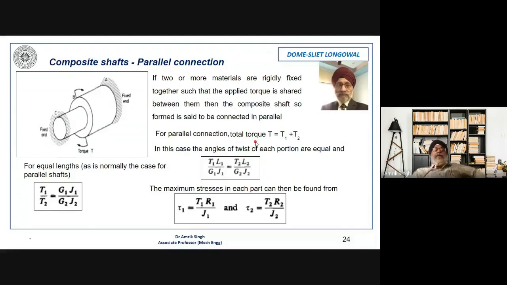And for a parallel combination, the total torque will be equal to the sum of the torque shared by each shaft. So it is T1 plus T2. So you see, we can also get the ratio T1 upon T2 from here, and we can bring it here. And the maximum stress developed will be found by this equation. Okay, this is nothing but the same torsion equation used for each of the shafts.